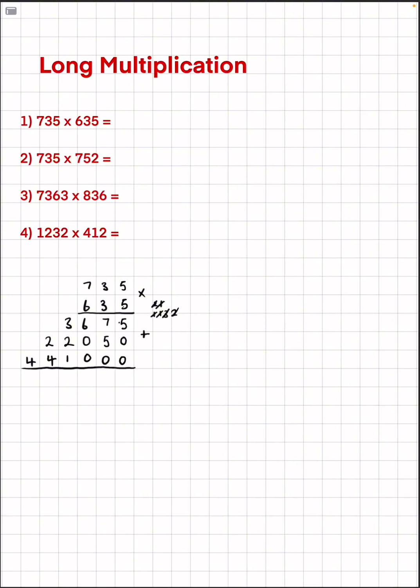To get the answer, we're going to add these three numbers together. 5 add 0 is 5. 7 add 5 add 0 is 12. We put the 2 down, carry the 1. 6 add 1 is 7. Add 0 is 7. 3 add 2 is 5. Add 1 is 6. 2 add 4 is 6. And 0 add 4 is 4.